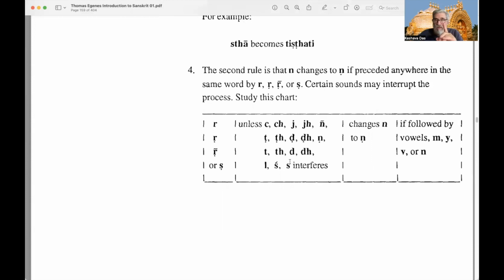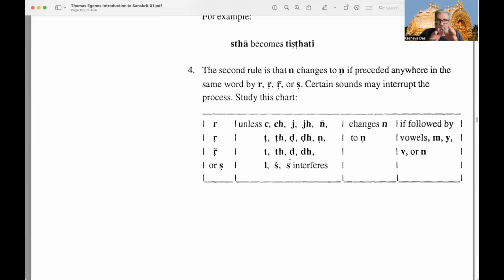Okay, so the second rule. So that was the first rule. What is it? It's dental S changing to cerebral S in some circumstances. Just remember that. The next one is a rule that says that dental N turns into cerebral N sometimes. So you can see the pattern here. We've got some letters that are dental, and somehow they become cerebral because of some other letters that come after or before it. So if preceded anywhere in the same word by ra, the letter R, the vowel ṛ, the short vowel ṛ, the long vowel ṝ, or by the cerebral sibilant S, ṣa, which we just talked about, right?